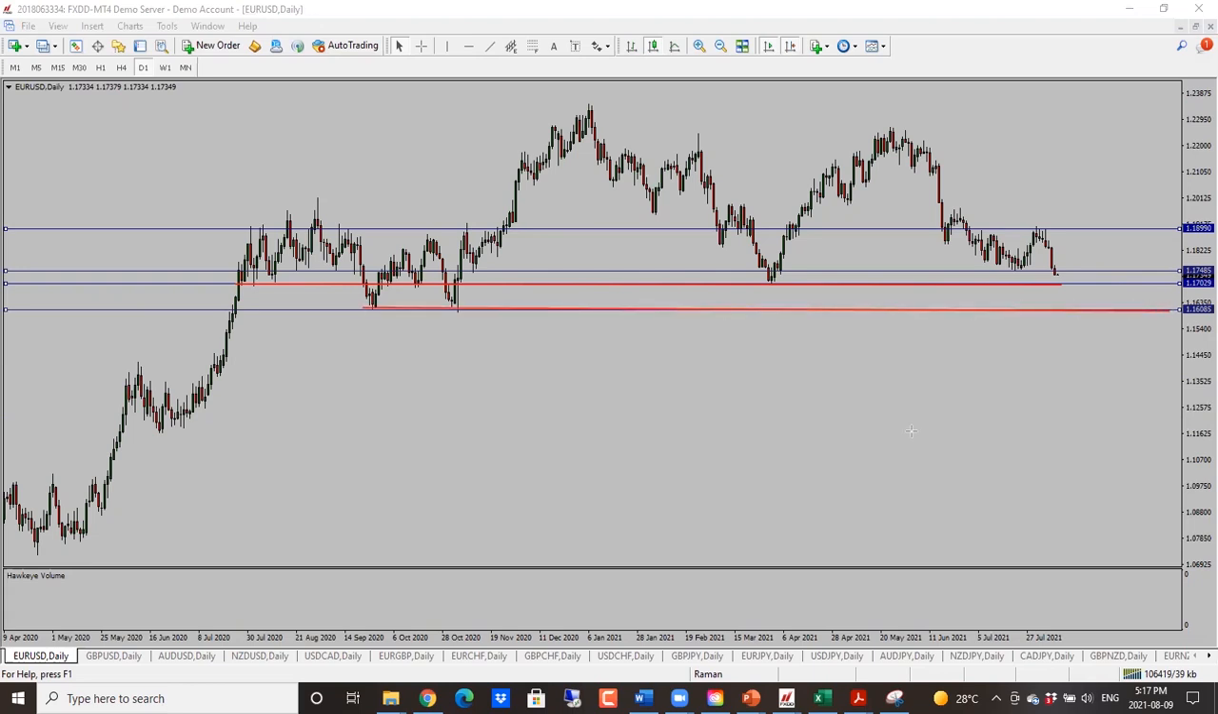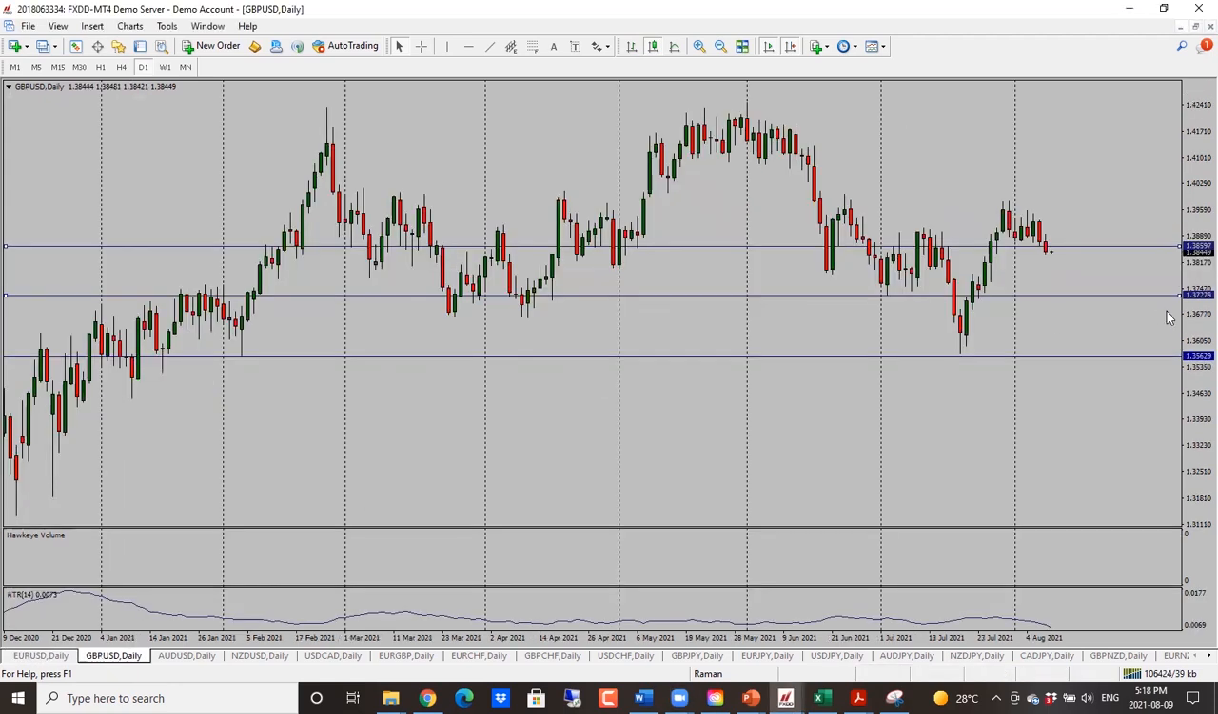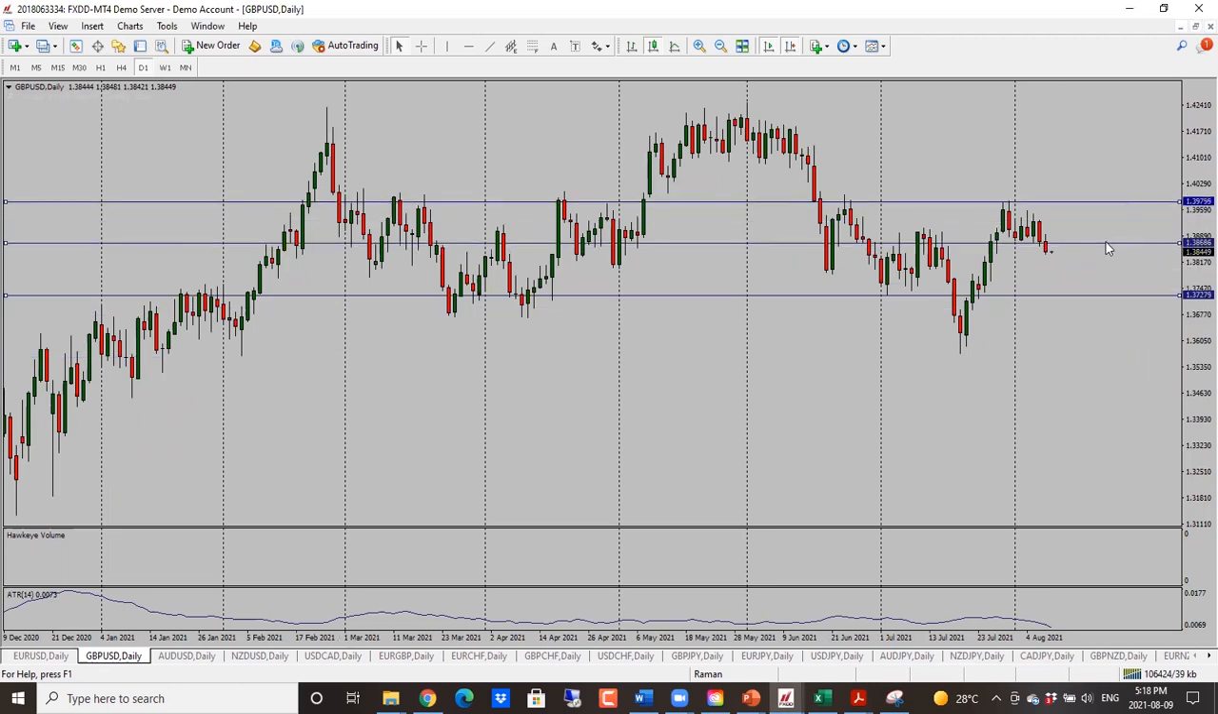And then we have 1.1600. So bearish bias here for euro dollar. Pound also dropped through that support level. This one had also been trading in a range.